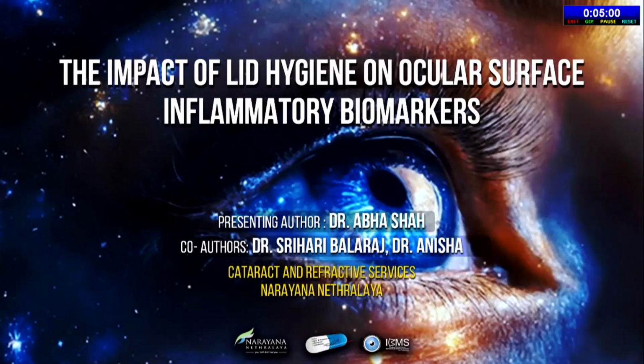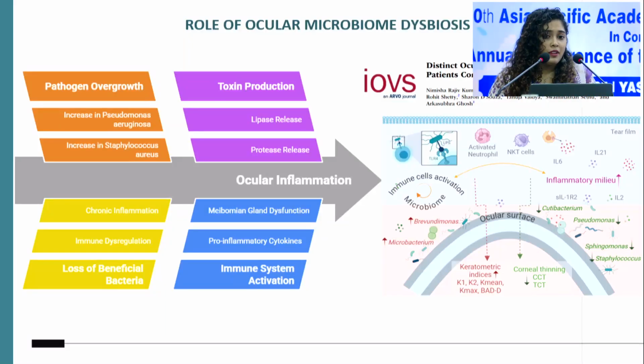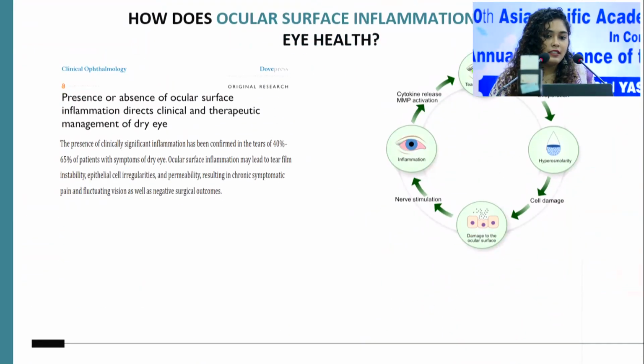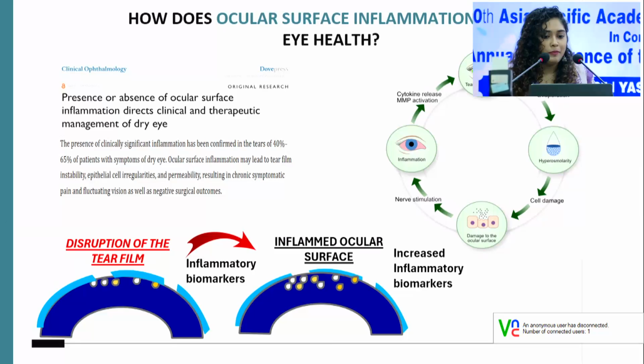Very good morning. Today we'll be speaking about the impact of lid hygiene on ocular surface biomarkers. As we already know, the ocular microbiome has a very big effect on ocular inflammation, which in turn leads to release of cytokine and MMP activation, leading to damage to the ocular surface and becoming a vicious cycle. It increases the biomarkers, causing more inflamed ocular surface.